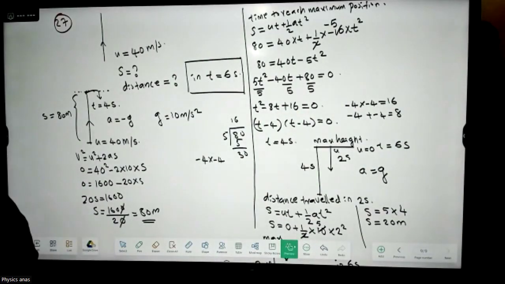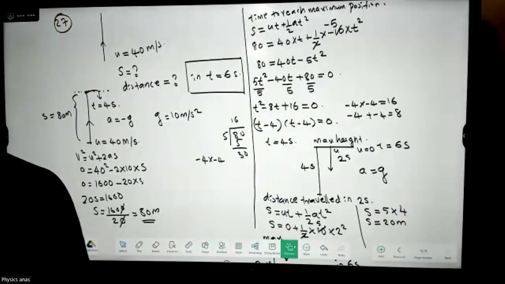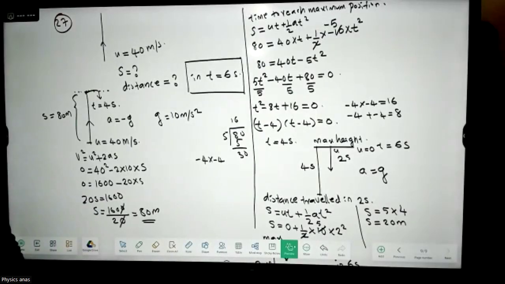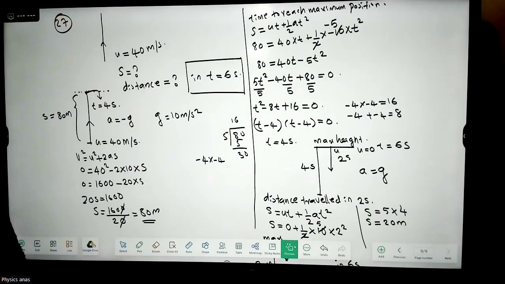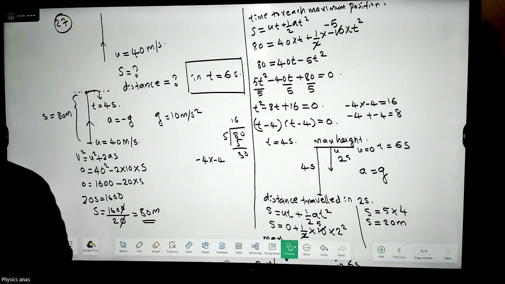Did you understand this one? How to do this? Yes. Okay, you can leave now. You can leave and join chemistry. Okay? Thank you, sir. Thank you. I'll write it in the tab and I will send you. Okay? Thank you.